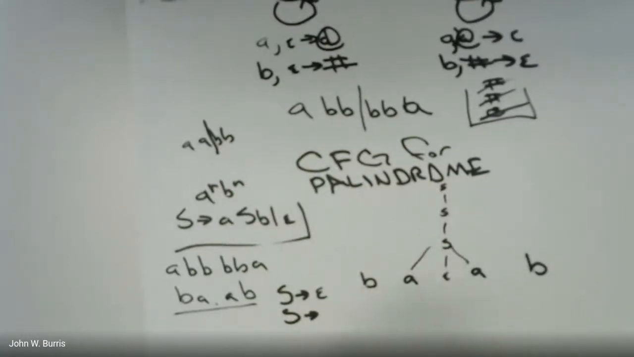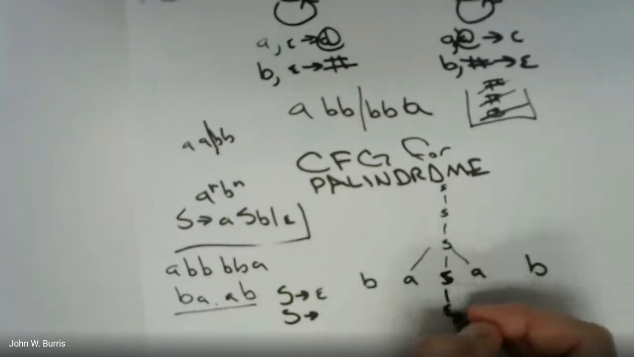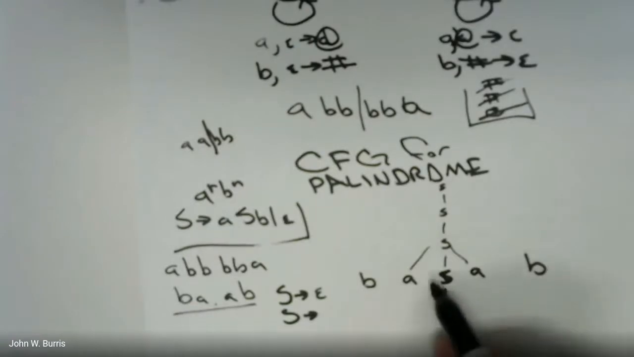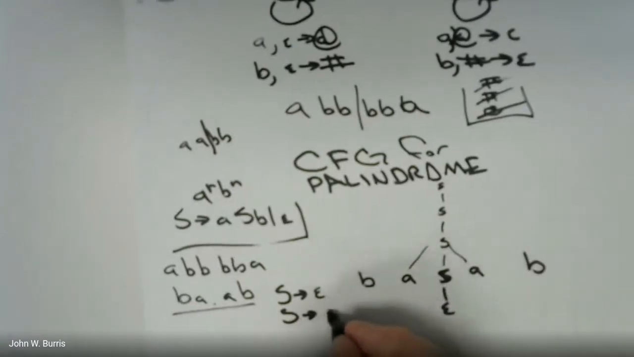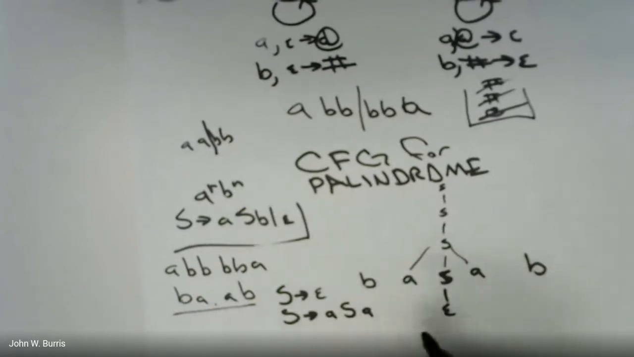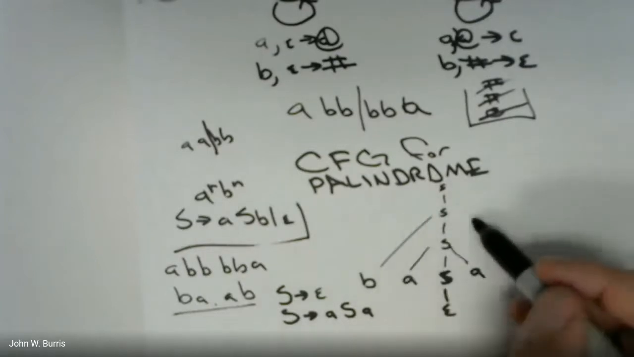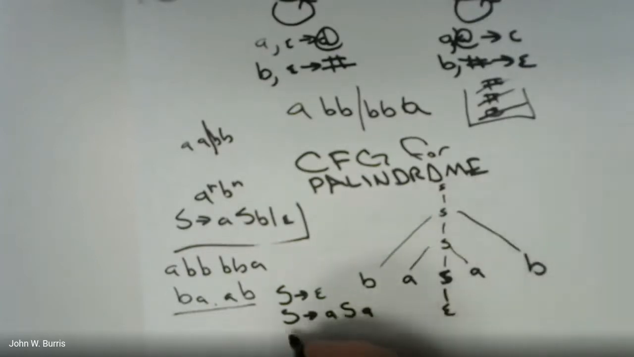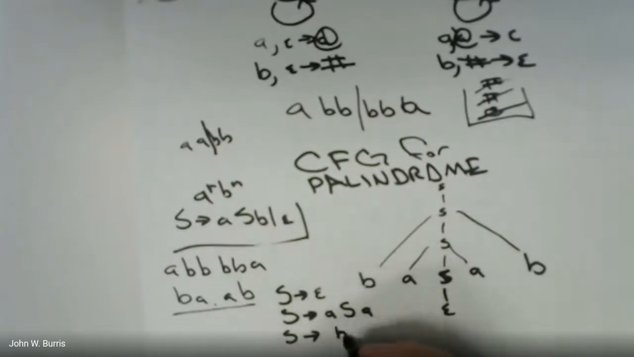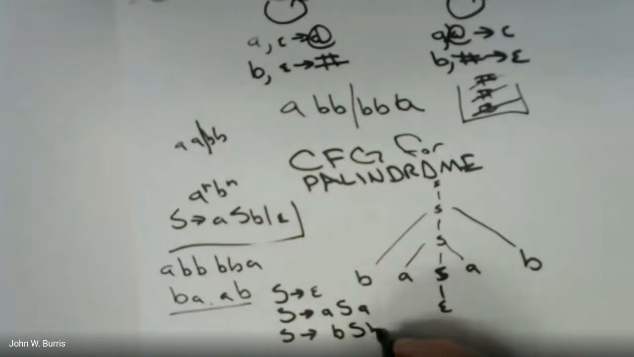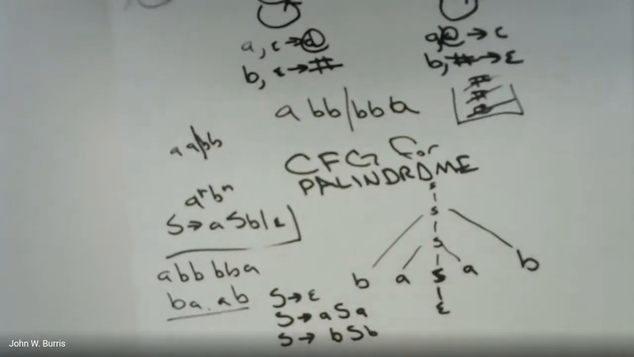See how I'm building my Christmas tree in reverse? This would be S, and this would go down to empty string. I'm building my Christmas tree from the bottom up. So I know that S can go to A, S, A. Not only that, but I know that S can go to B, S, B. And y'all, that's the answer. That is the answer for how to build it out. Oh, yeah, I want to see yours. Copy it.